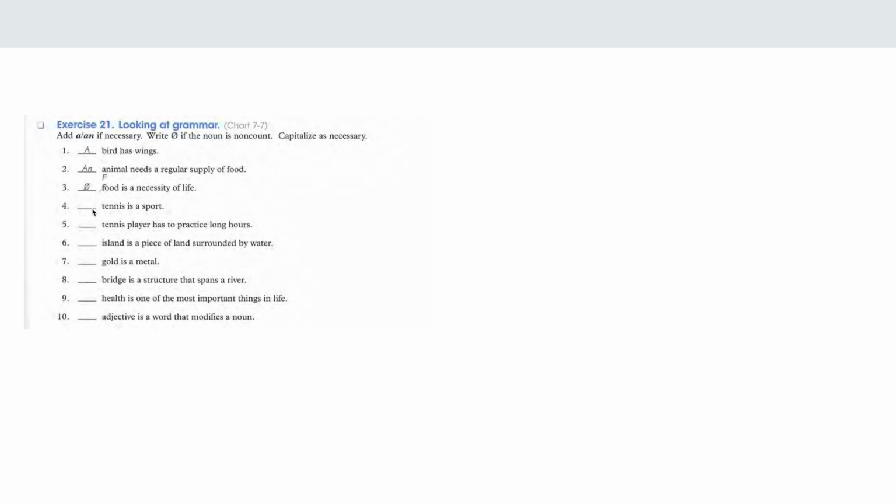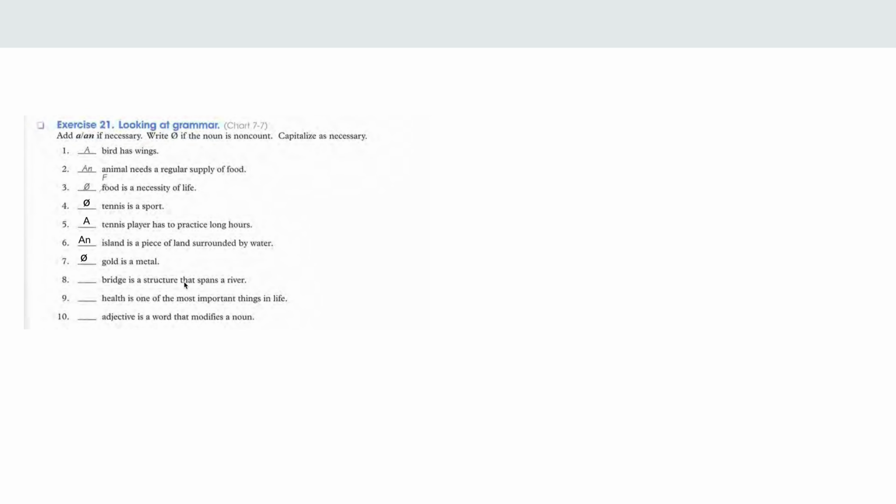So the fourth question: Tennis is a sport. Here we use no article. And for the fifth one: Tennis player has to practice long hours. Here we only have one tennis player, so we use a. The sixth one: Island is a piece of land surrounded by water. Island, we then use an. Gold is a metal. Think about it. Should we use the? Probably not. So we use no article.